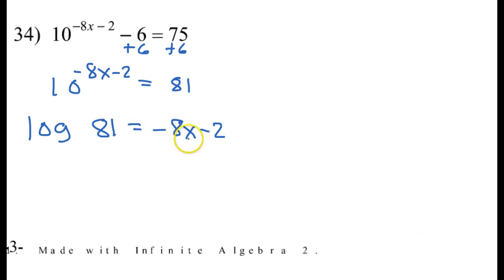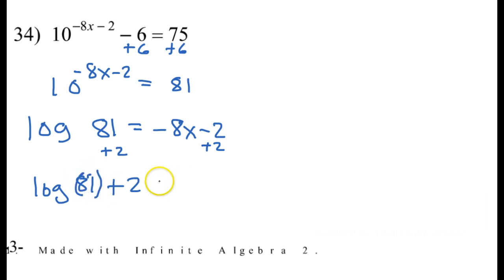So now I just have to get x by itself. So the rest of this is algebra 1. So I'm going to add 2 to both sides. So that gives me log 81 plus 2. Don't add these numbers together and get 83. That's a big mistake kids make. All right, this 81 is like inside. Anyway, so that equals negative 8x.